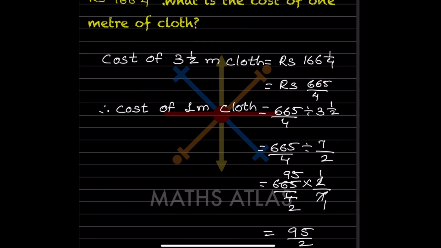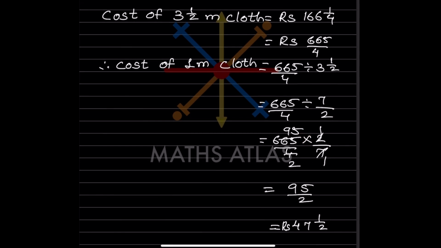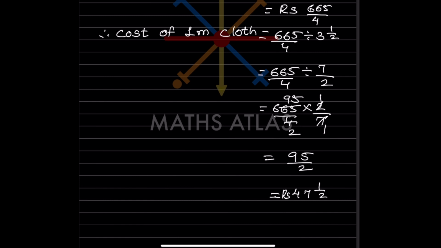Whenever there is a division, the left hand side remains as it is, and we remove the division sign so it becomes multiplication. Since it is multiplied, this gets flipped over, that will be 2 by 7. Now let us simplify this. 2 ones are 2, twos are, and 7 ones are 7, 95 sevens are 665. So that will be 95 by 2, and we can also write this as a mixed fraction. When you divide this you get 47.5.